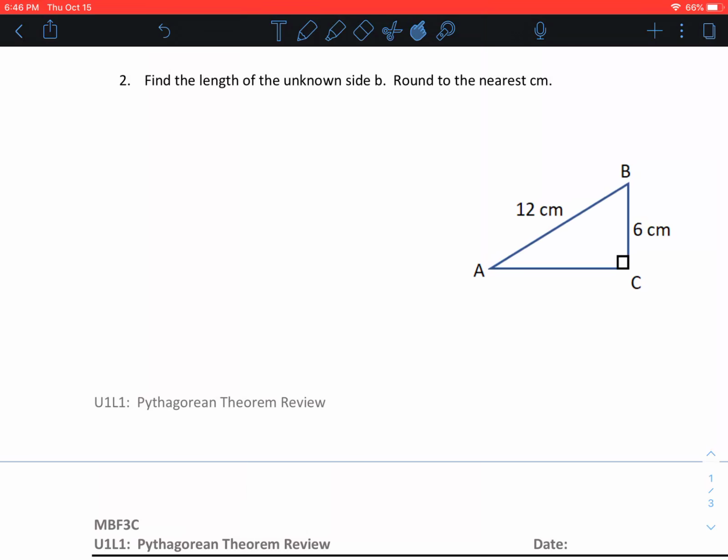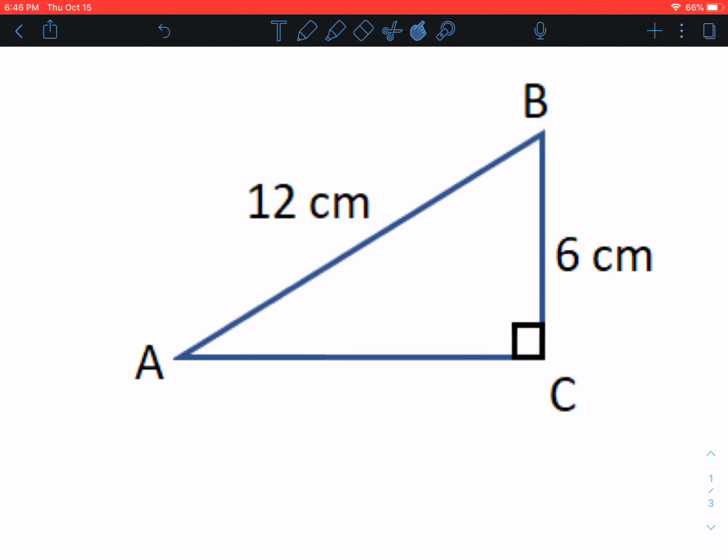Hi everyone. Let's take a look at a second example of solving for an unknown side in a right triangle using the Pythagorean theorem. So in this question they're asking us to find the length of the unknown side B, and usually the side is labeled the same as the angle it is opposite to. So we can see here, opposite to angle B, we are going to have side B.